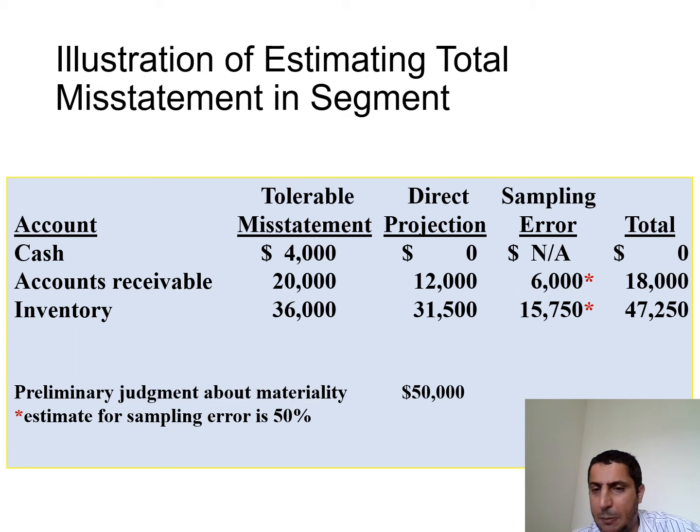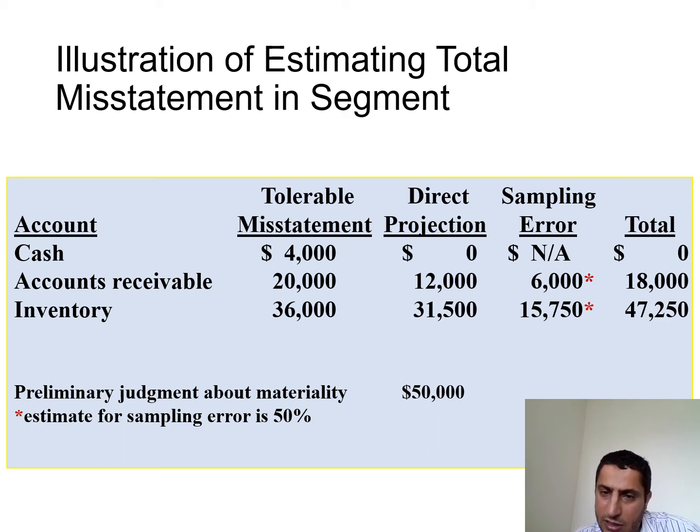We will not have sampling for it, so we will not have direct projection or sampling errors. So we will directly have the tolerable misstatement based on the total population, as there is no sampling for the cash. Whereas for account receivable and inventory we will have the same. This one is the preliminary judgment based on the financial statement, and the tolerable misstatement, which is in step 2.